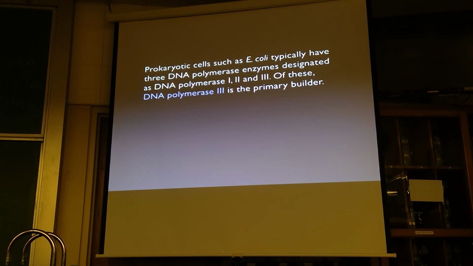In prokaryotic cells, there's more than one DNA polymerase. So as I said, it used to be that in DNA replication, there was only one enzyme and it was DNA polymerase. And oh, by the way, there was only one of them. Turns out that's not true. There's actually 3 different versions. So there's DNA polymerase 1, 2, and 3. The primary builder is DNA polymerase 3. So on quizzes and exams, that's the one I'm going to be asking about, the primary builder, DNA polymerase. You can just call it DNA polymerase. But it is DNA polymerase 3.